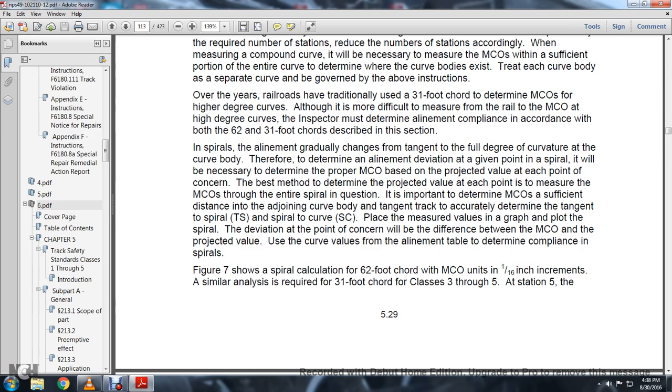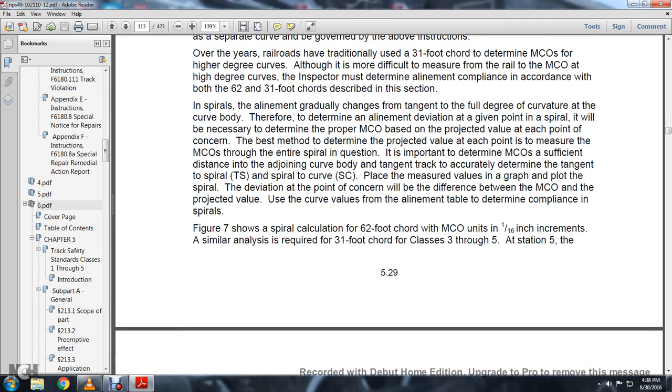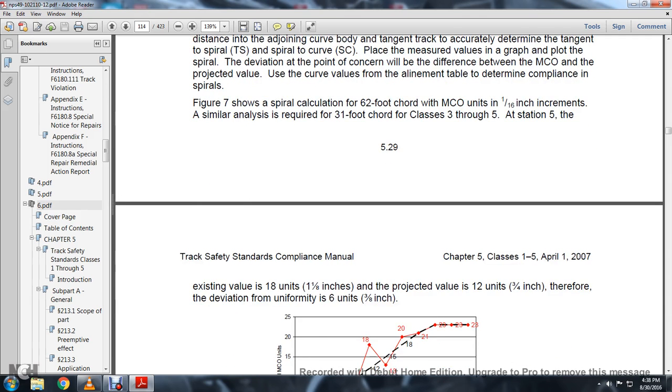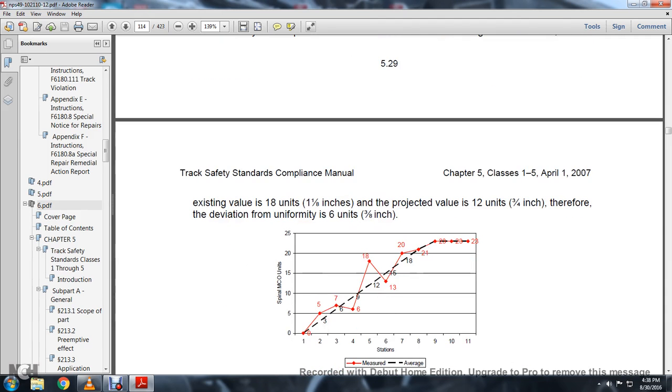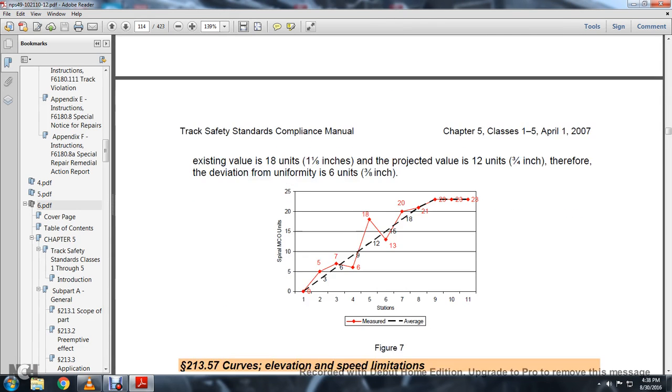Place the measured values on a graph and plot them, with the spiral deviation at the point of concern being the differential between the mid-chord offset and the projected value. Use the values for alignment in the table to determine compliance with the spiral. Figure 7 shows the spiral calculation, 62-foot chord mid-chord offset, in units of 1/16 of an inch increments. Similar analysis is required for the 31-foot chord, class 3 through 5. At station 5, the existing value is 18 units, or 1 1/8 inches. The projected value is 12 units, or 3/4 of an inch. Therefore, the deviation uniformity is 6 units, or 3/8 of an inch, measured on average.